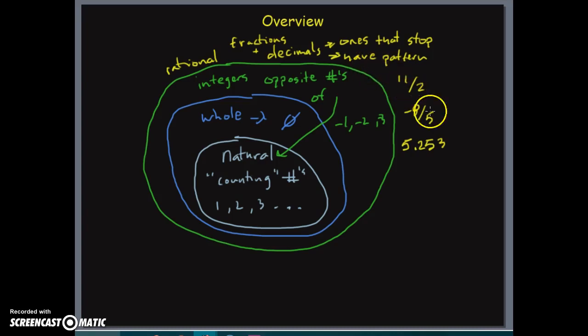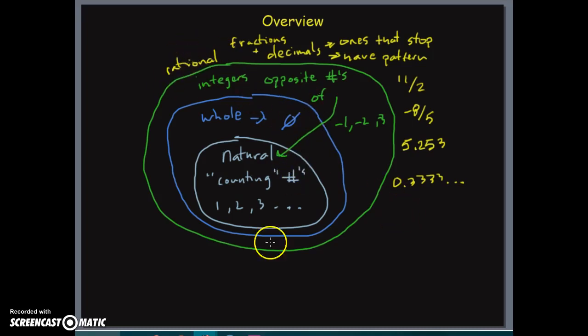Or decimals that have a pattern. So maybe we have a decimal like 0.0333, and there's a clear pattern. If I had to guess what the next number was in this pattern, I would guess 3 because I can see that all the numbers before it were 3. So this is a decimal that doesn't stop. However, there's some pattern to it, so it's considered to be a rational number.